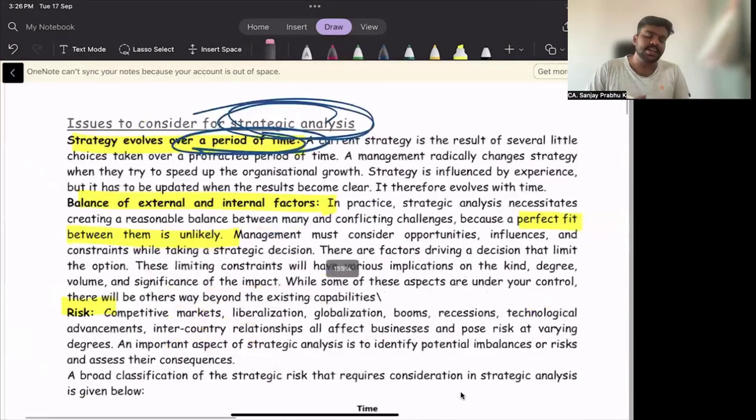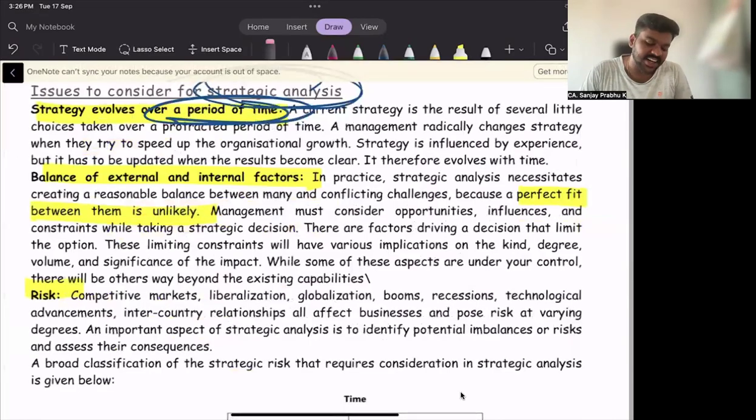Then comes strategy evolves over a period of time. It means the current strategy is nothing but the result of several little choices taken over a protracted period of time. See, once we choose a strategy, if the environment changes, we have to bring more changes in the strategy. If you are going to grow, we have to change. Say, for example, when I started my business, I started with a simple structure, a stability strategy. Then I wished to grow. When I wish to grow, I want to change my strategy to an expansion strategy. So strategy evolves over a period of time. There is nothing called a perfect strategy.